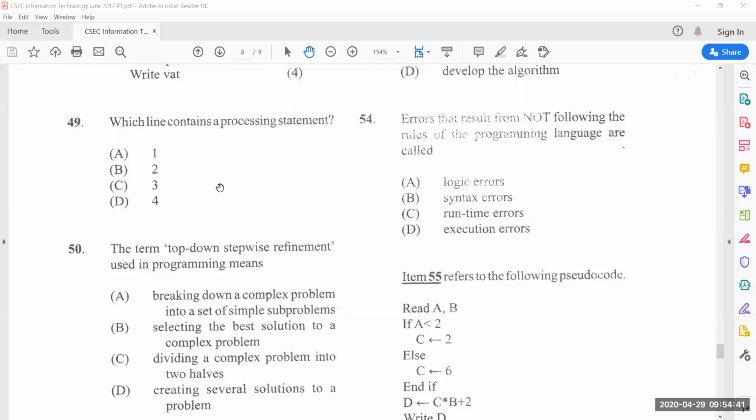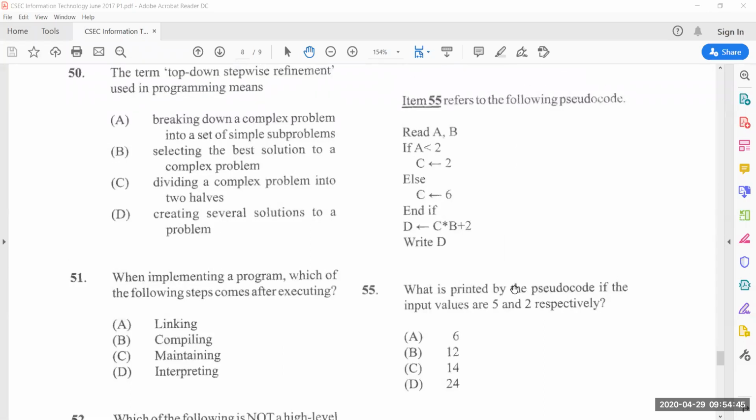Yes, syntax error. Okay, the answer is B, syntax error. Let's move on to 55. So for number 55, you have to refer to the pseudocode below.